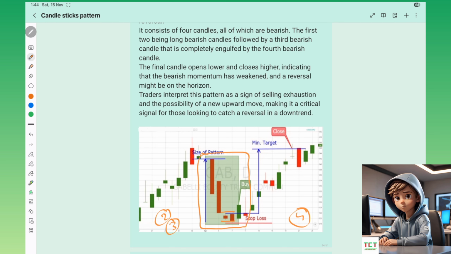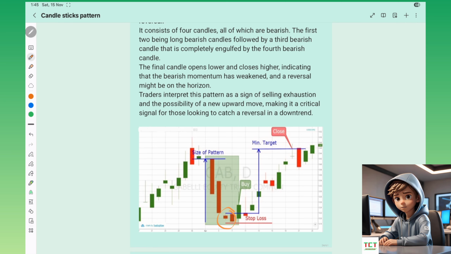It consists of 4 candles, all bearish. The first 2 are long bearish candles, followed by a third bearish candle that is completely engulfed by the 4th bearish candle. The final candle opens lower and closes higher, indicating that the bearish momentum has weakened.